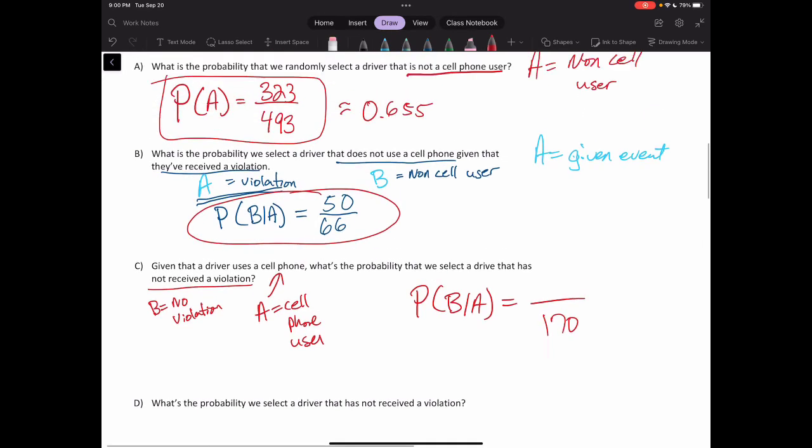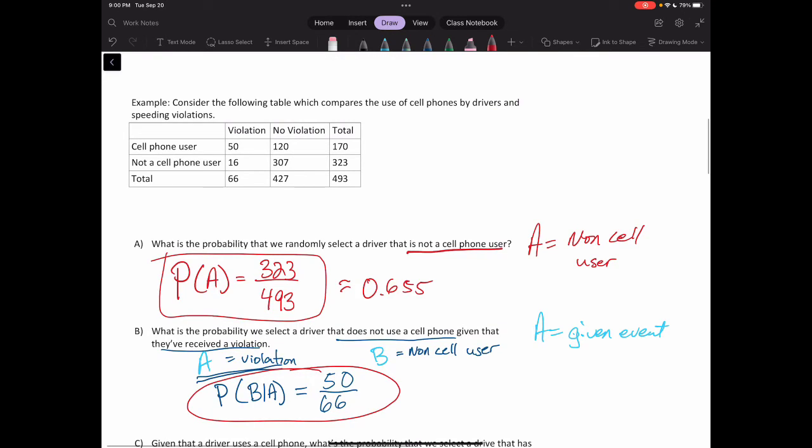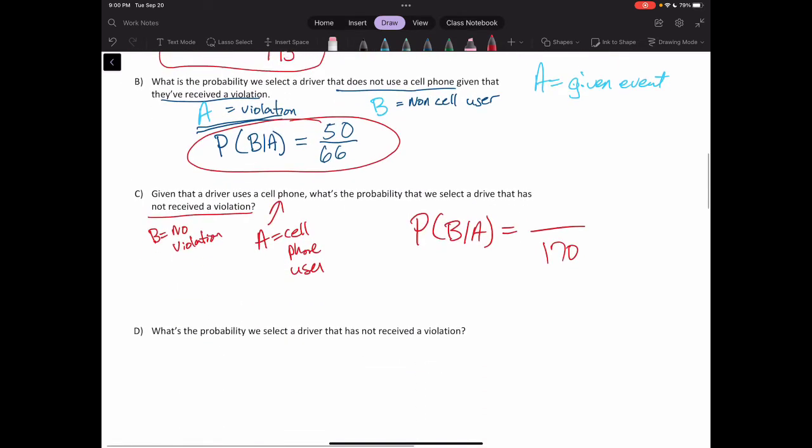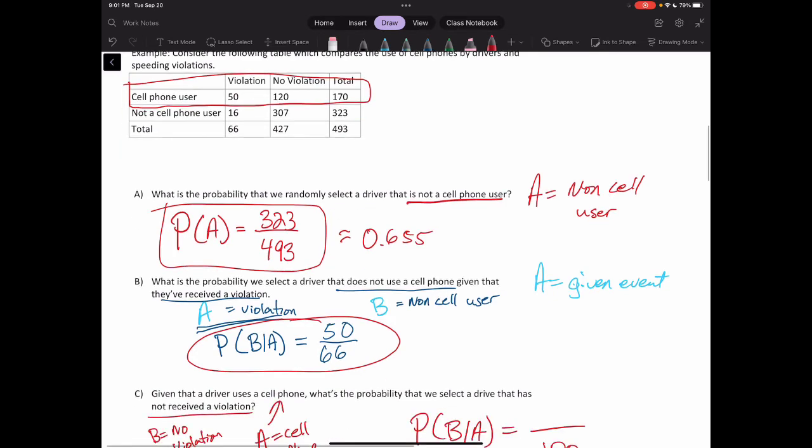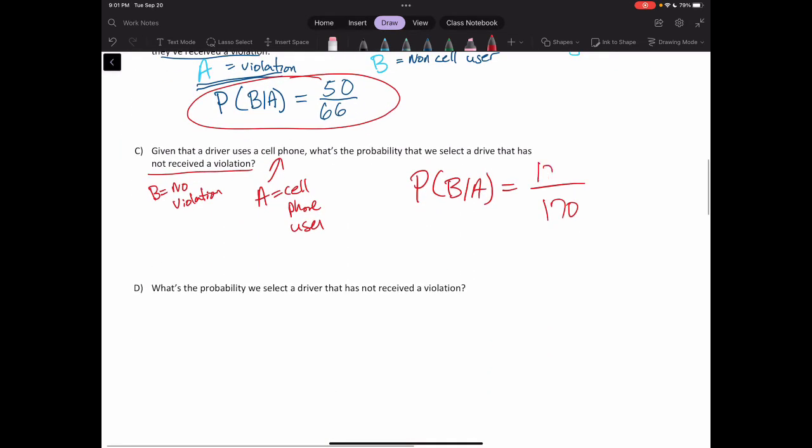Out of the 170, so let's see here. So now our attention is focused on this part of the table right here. Out of the 170, what's event B? No violation. Out of the 170, how many of them did not have a violation? 120. There you go. That is your conditional probability.